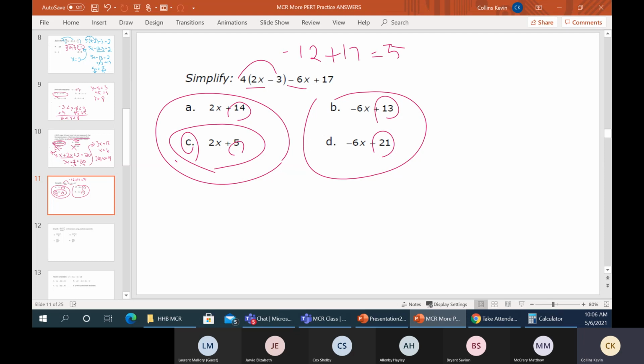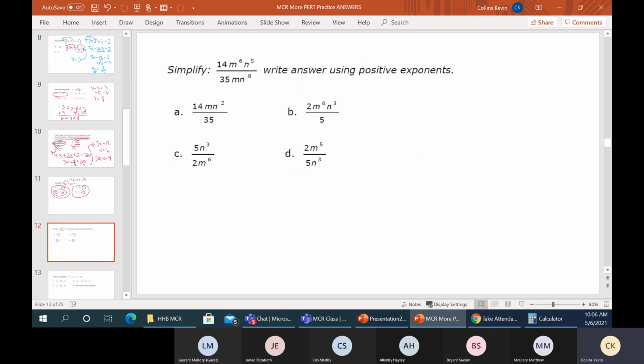All right, cool. Let's check out another one. So remember, reduce the fraction and subtract the exponents, and you'll get your guy. Go.